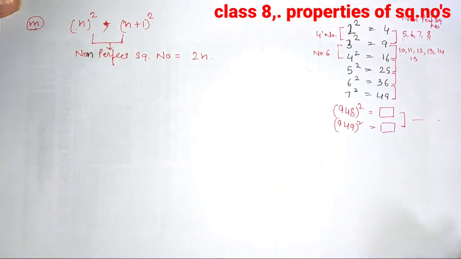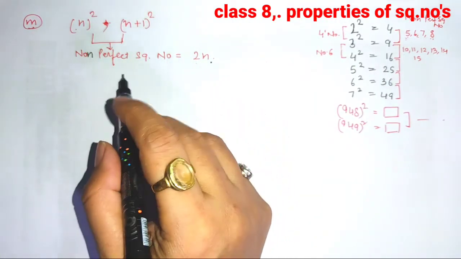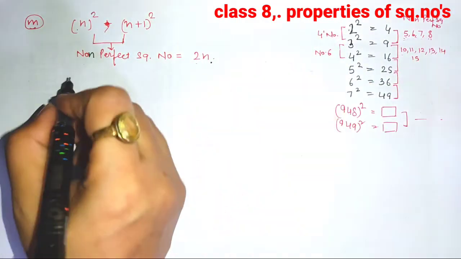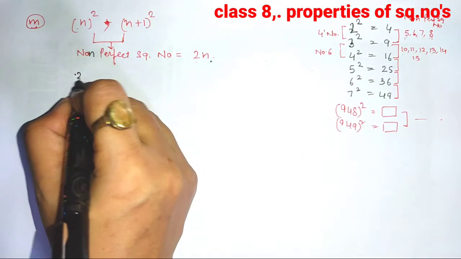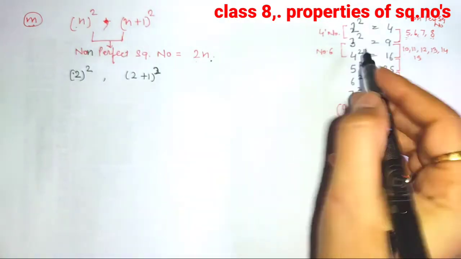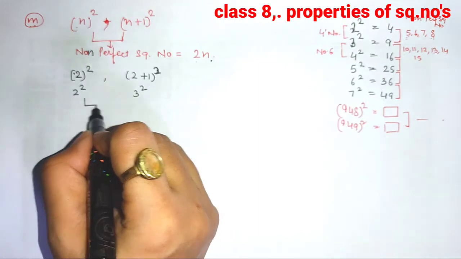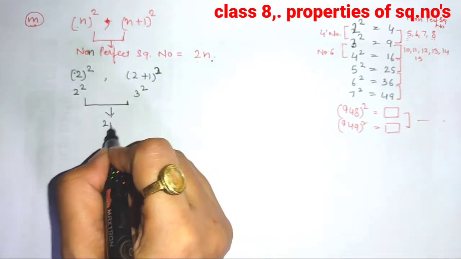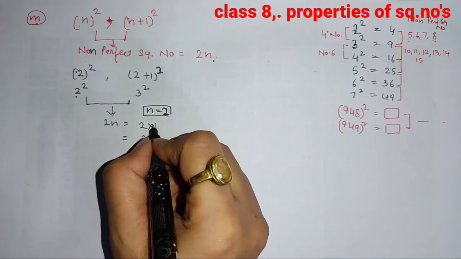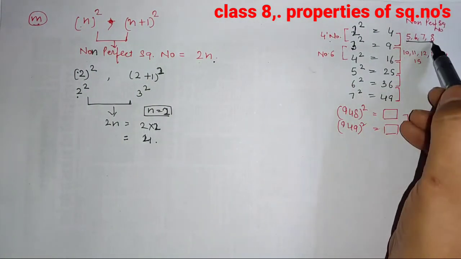So for that we take the formula 2n. 2n is the count of non perfect square numbers. How many numbers are there? See here. First one, 2 square, and the next is 2 plus 1 square, means 3 square. This is your 2 square and this is your 3 square, and the number of non perfect square numbers is 2n, where n is 2, so 2 into 2 means 4. You have also found 4 numbers.